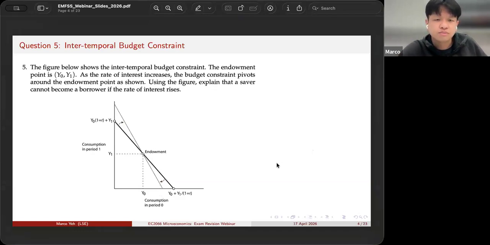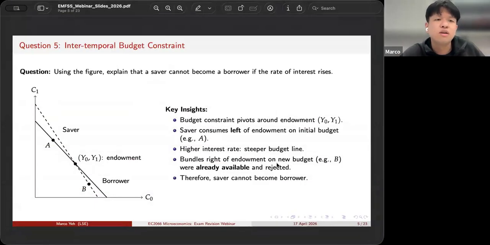Good. Now, after you understand this economic intuition, we need to have this on your answer sheet. So what are the key insights for these questions? If I were the person sitting in the exam facing this problem, what would I do? I would first argue that the saver is going to choose a bundle on the left-hand side of the endowment point. For one example, bundle A. Okay? The higher interest rate gives me a steeper budget constraint line, pivoting or rotating against the endowment point.